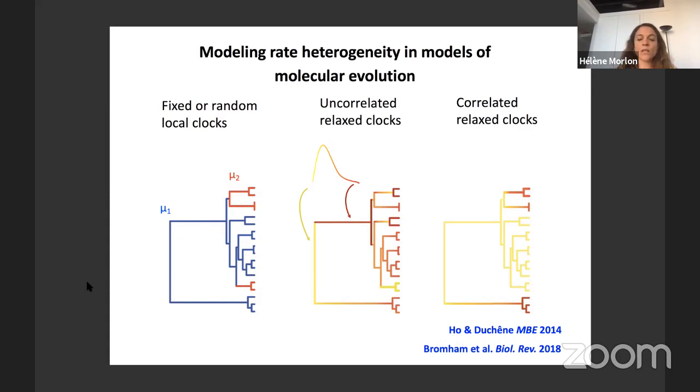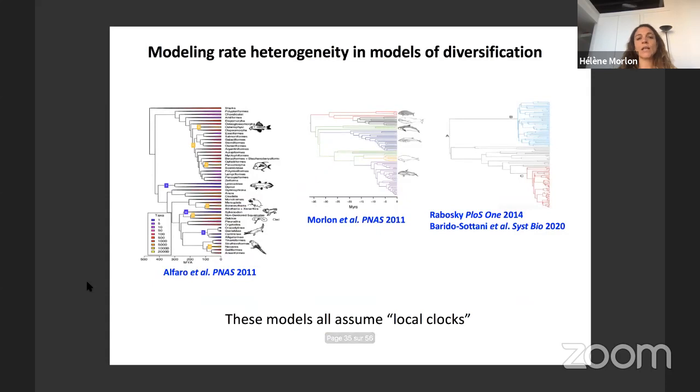So this is very widespread in models of molecular evolution, while in models of diversification and phenotypic evolution, it's been pretty recent to develop these types of models. Until one or two years ago, the only models that were available to model variation in rates of diversification were the equivalent of local clock models, where we assume that rates are shared between closely related species, and there are just times in history where there's a shift, a variation in the rates of speciation or extinction that is then shared between all descendant species.